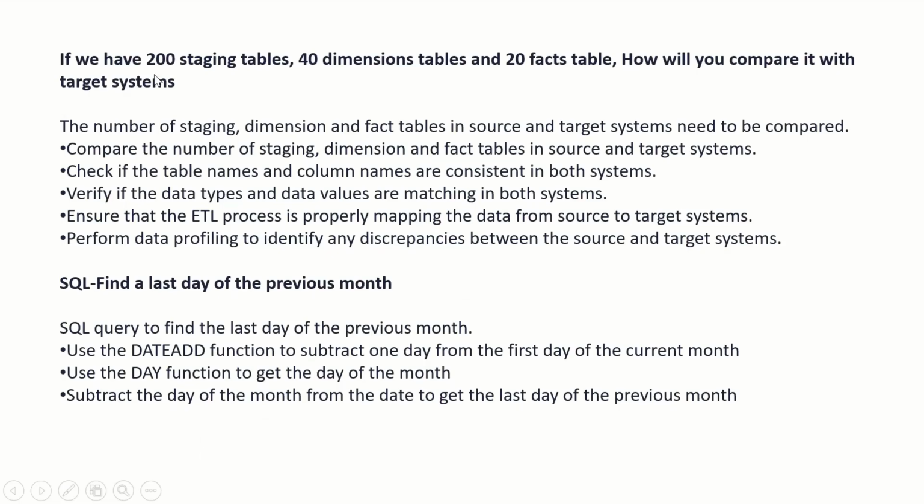Next question: if we have 200 staging tables and 40 dimension tables and 20 fact tables, how will you compare it with target systems? Okay, so the number of staging, dimension and fact tables in the source and the target systems need to be compared.